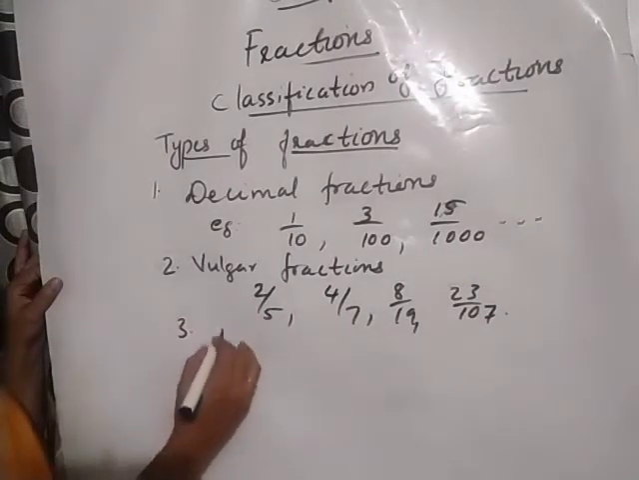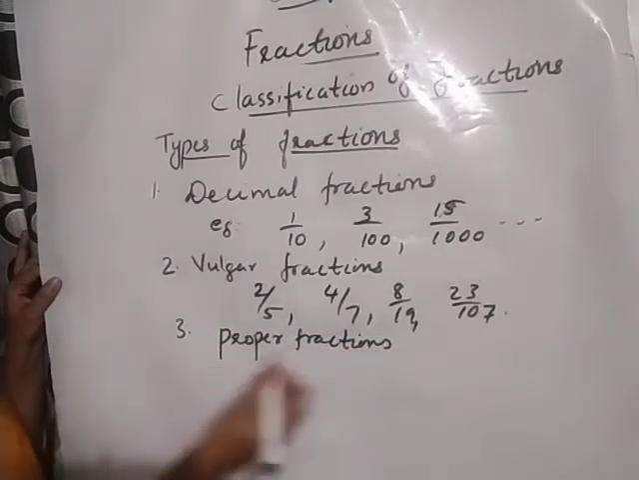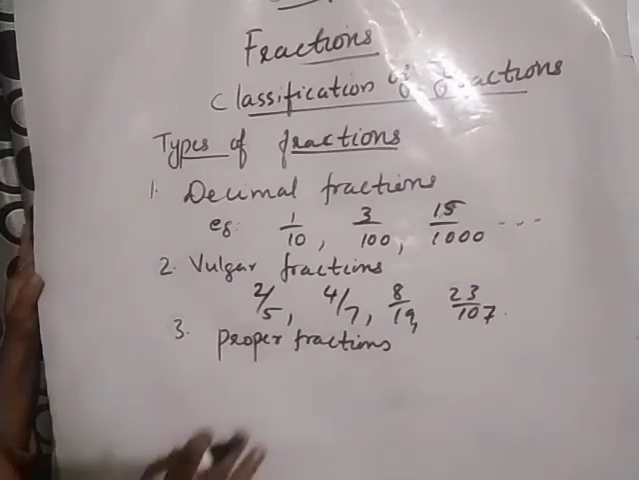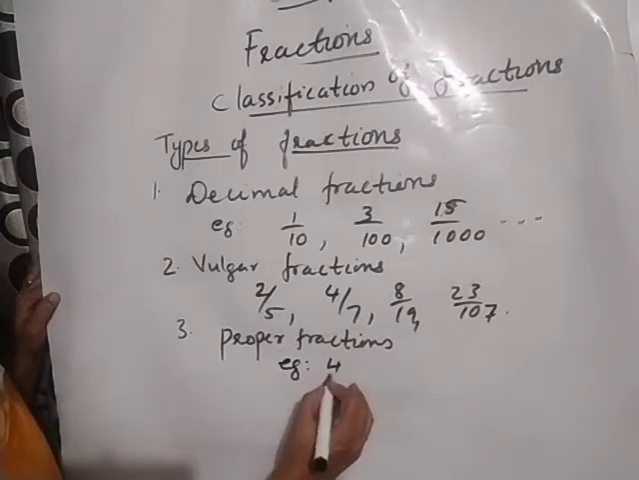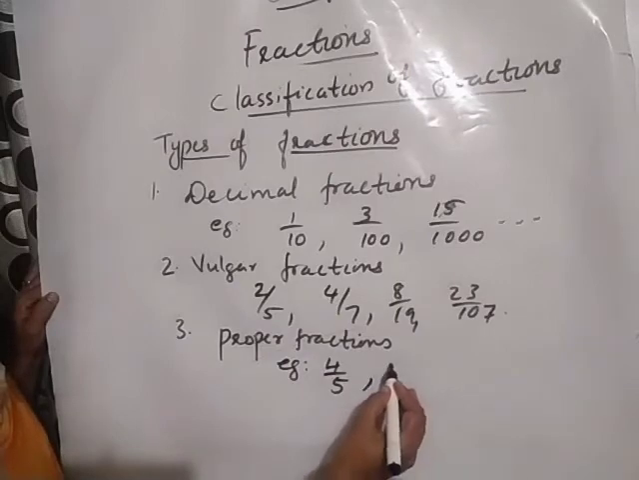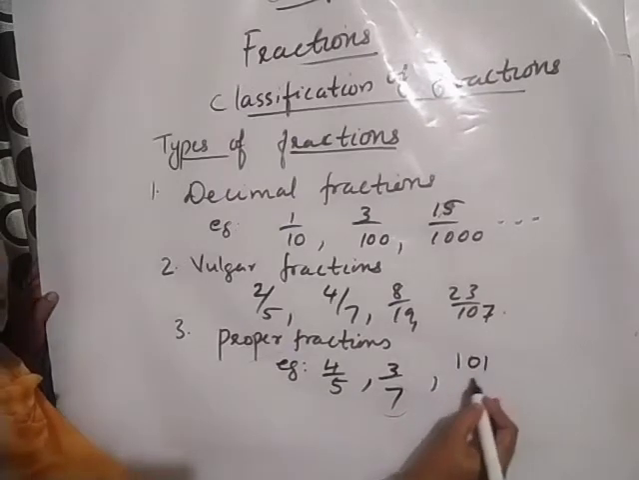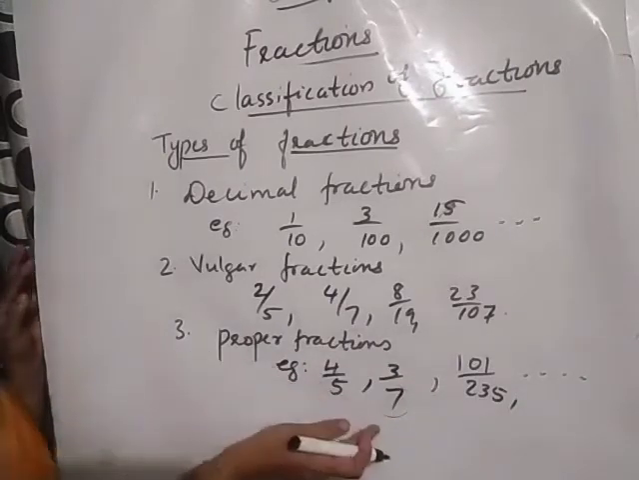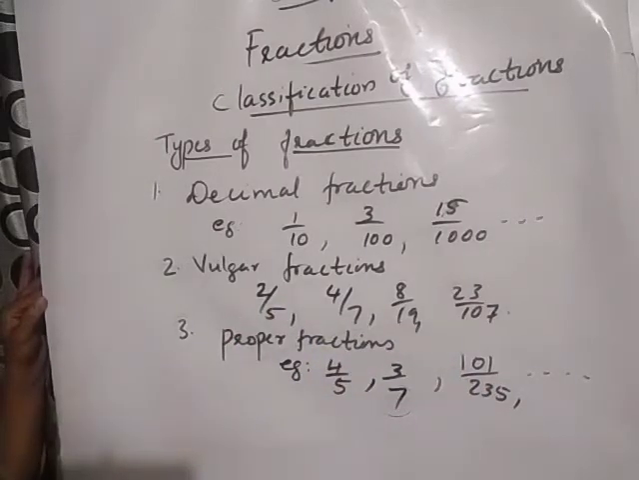Now the third type is proper fraction. Proper fraction means the denominator is greater than the numerator. Always its denominator is greater than the numerator. For example, 4 by 5, denominator is greater than numerator. Another one, 3 by 7, denominator is greater. 101 by 235. In these fractions you can see the denominator is greater than the numerator. So this type of fraction is a proper fraction.